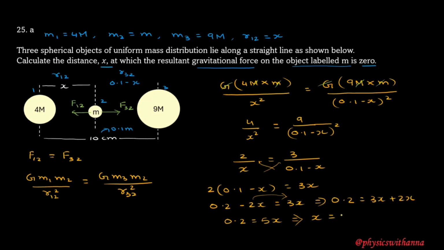Now divide by 5 to find the value of x. We get x equals 0.2 divided by 5. That gives you the value of x to be equal to 0.04 meter, or you can write x as 4 centimeter. So the net gravitational force on mass m will be equal to 0 when you place it at a distance of 4 centimeter from the first object.